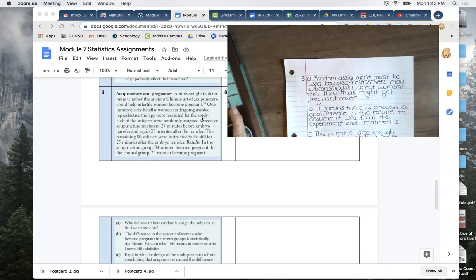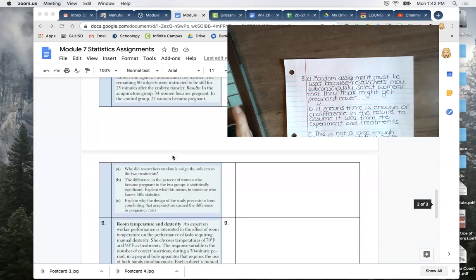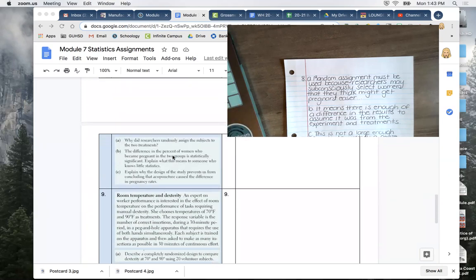Half of the subjects were randomly assigned to receive acupuncture treatment for 25 minutes before embryo transfer, and again 25 minutes after the transfer. The remaining 80 subjects were instructed to lie still for 25 minutes after the embryo transfer. Results: in the acupuncture group, 34 women became pregnant. In the control group, 21 became pregnant. Okay, it says, why did researchers randomly assign subjects to 2 different treatments?